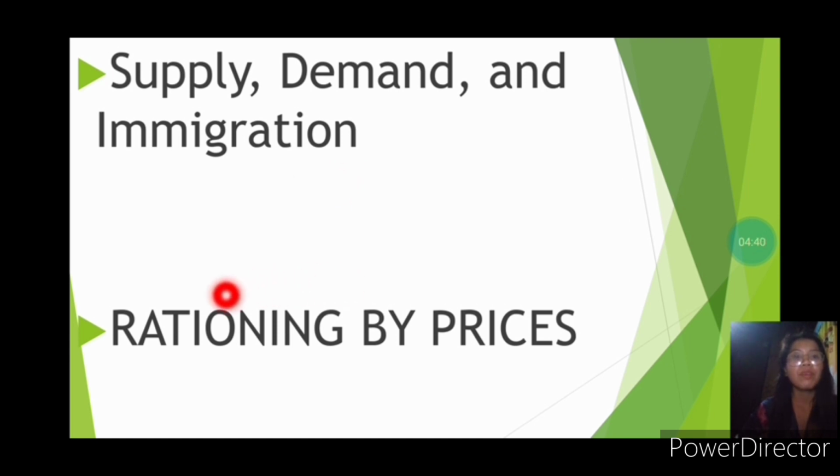So next is rationing by prices. Rationing by prices is the method of rationing that allocates limited quantities of goods and services using markets and prices. So if the quantity of a given commodity becomes increasingly limited, then the price rises. Only buyers most willing and able to buy the commodity and pay the higher price obtain the goods.